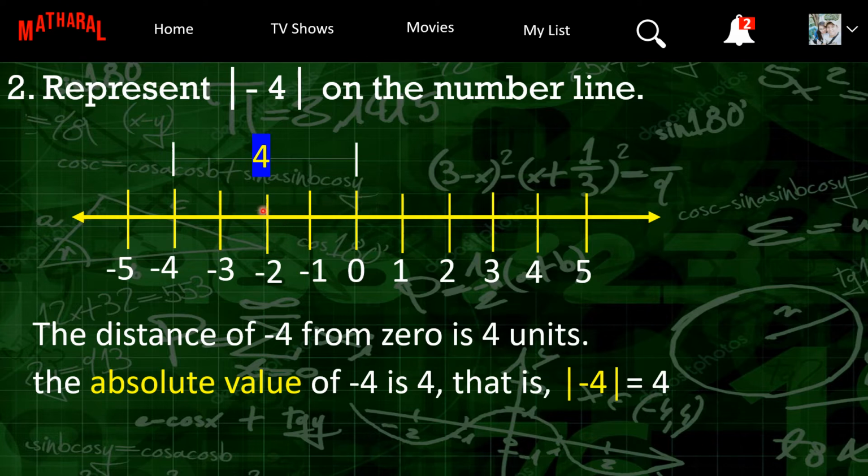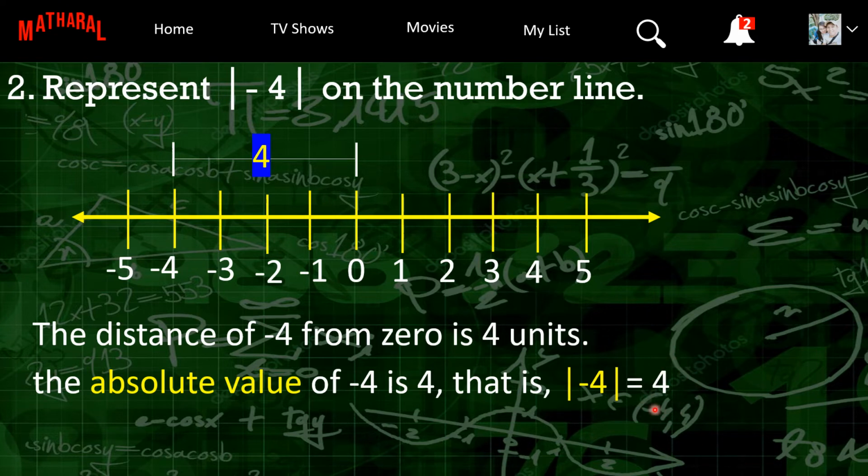Tulad po na ginawa natin at nagbibilang po tayo. The absolute value of negative 4 is 4. That is, in symbol, the absolute value of negative 4 is equal to 4. So, as we observed on our previous example, the absolute value of positive 6 is positive 6 also. In here, the absolute value of negative 4 is positive 4.